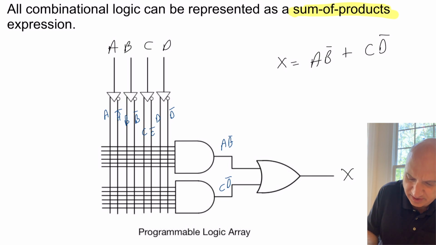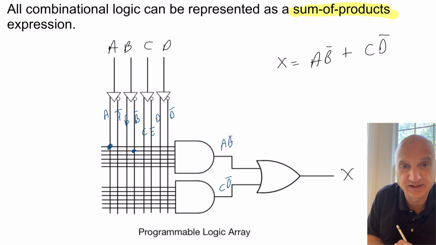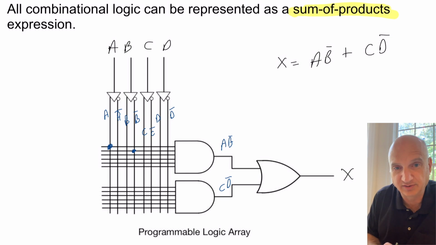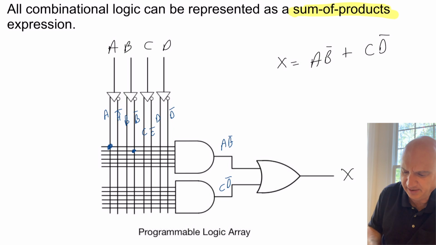So I would want to connect A, right? And I would want to connect B bar to this AND gate. All the others are going to be unconnected, which will be ignored by the logic, and basically only take the things that are connected to it and pass that through. Down here, the C and D bar would connect C, and then we would connect D bar as another input here, and that would create those.